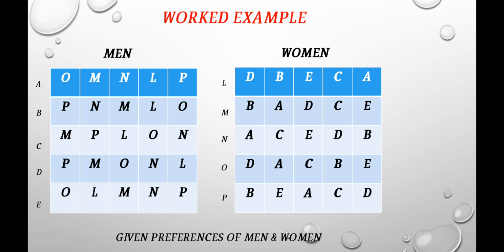Based on the given preferences or choices, the ranking matrix should first be written. So in these two sets, men and women, A, B, C, D, E are men, and L, M, N, O, P are the women. In the previous video, we already discussed what initialization is to be done in this algorithm. So initially, men and women are free and they both have choices. Men start proposing.